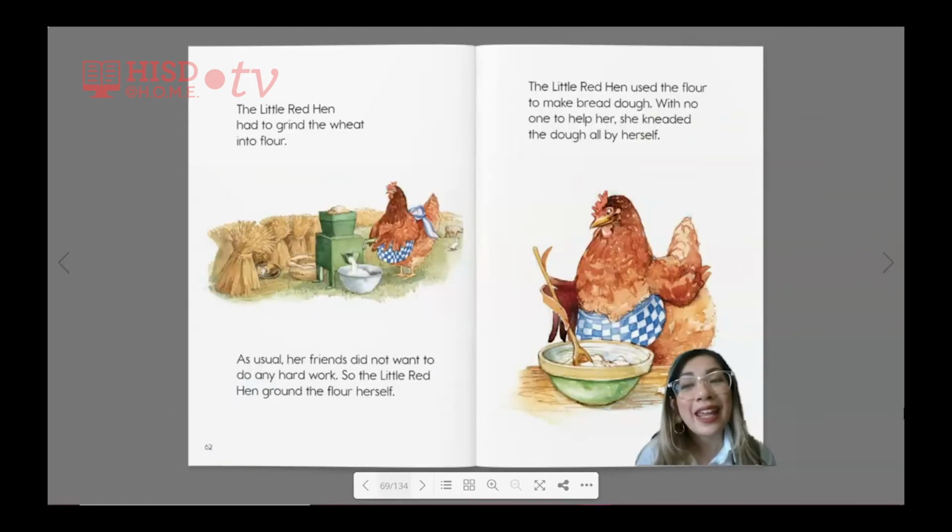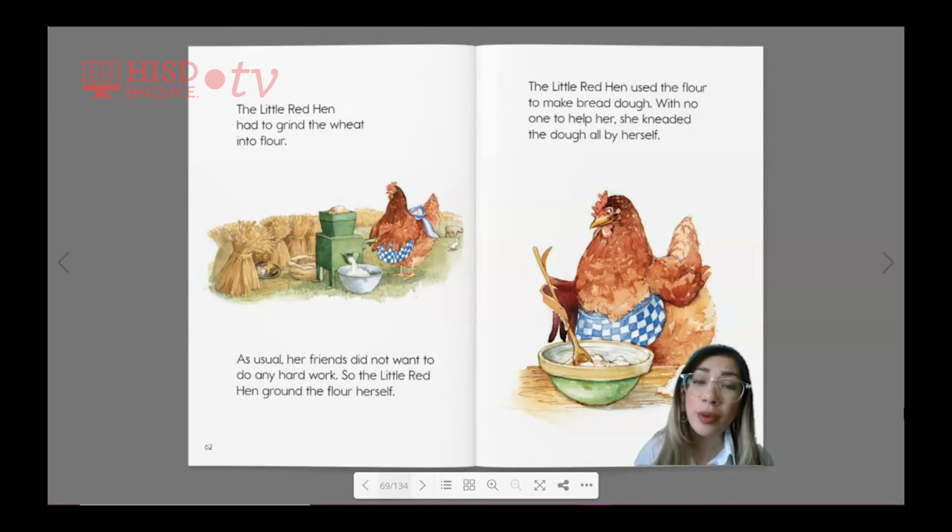The little red hen had to grind the wheat into flour. As usual, her friends did not want to do any hard work. So the little red hen ground the flour herself. The little red hen used the flour to make bread dough. With no one to help her, she kneaded the dough all by herself.